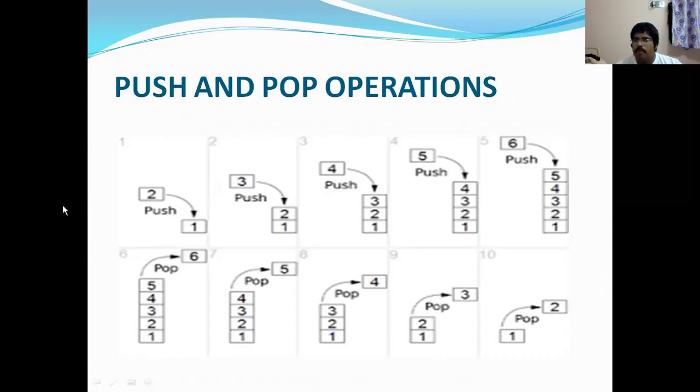So these things are push operations. Now observe the pop operation. If you observe this example, what is the last element that is inserted? 6, right? Before 6, what is the last element? 5 being inserted. Before that, 4. So among all these things, the last element that is inserted is 6. Isn't it?